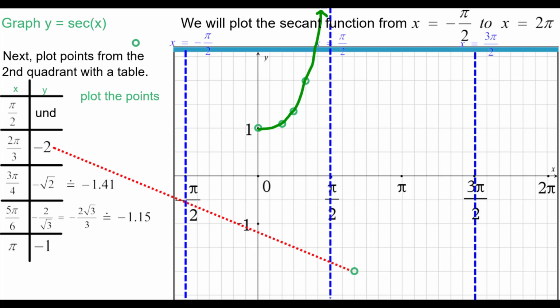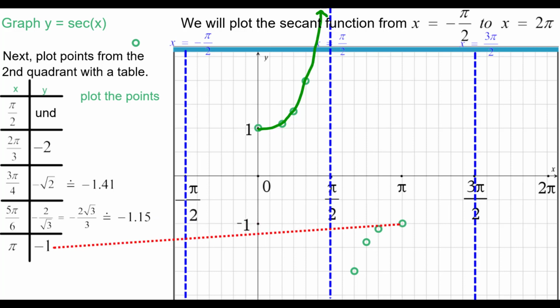2 pi over 3, which would be 8 pi over 12, down to negative 2. 9 pi over 12, down to negative 1.4 approximately. 10 pi over 12, which is 5 pi over 6, about negative 0.15. And at pi, it's exactly negative 1.